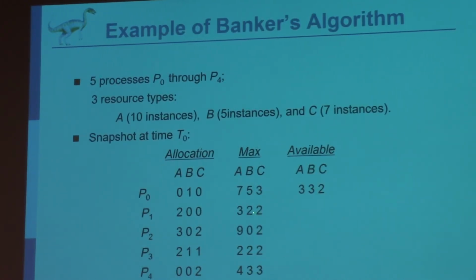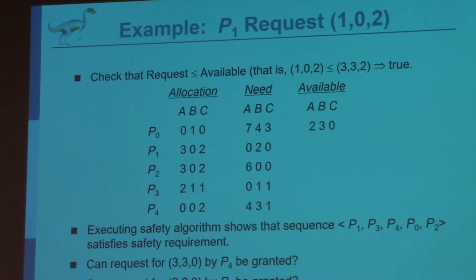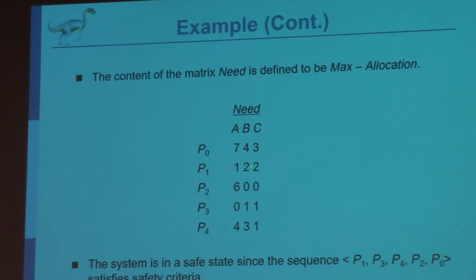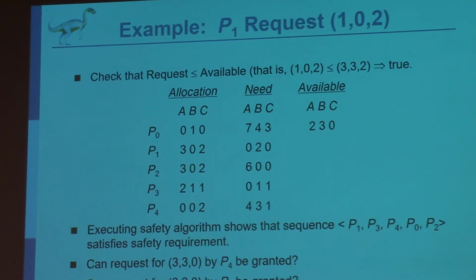When P1 requests that, the allocation and need will change from here. Okay, 1, 0, 2 is requested. So the need is reduced by 1, 0, 2. Suppose I allow the request, whether that is safe, apply the Banker's algorithm. Taking out the 1, 0, 2, it will be 0, 2, 0. So 0, 2, 0, then it's allocated.